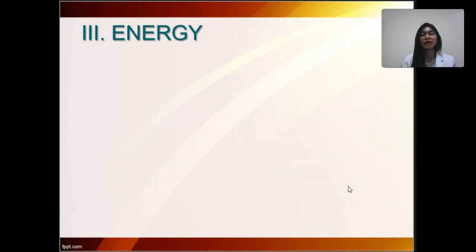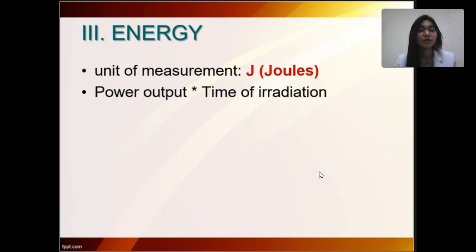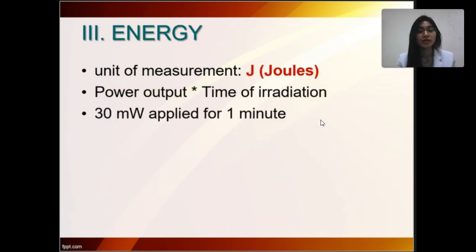Energy, again, is what we've been discussing earlier. The unit of measurement would be joules. A reminder: your joules or energy is the product of the power output and the time of irradiation. For example, 30 milliwatts applied for 1 minute.